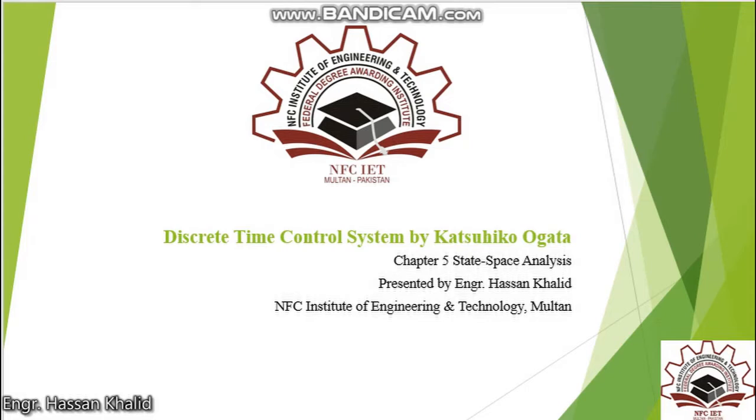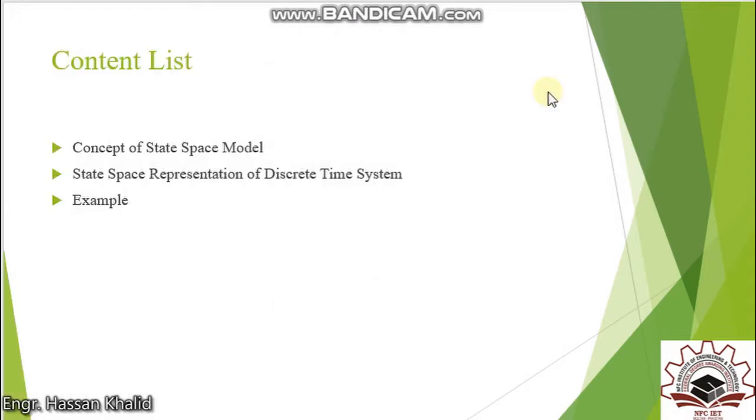Today I am going to discuss Chapter 5, State Space Analysis, from Discrete-Time Control Systems by K. Ogata. The content covered in today's lecture is the concept of the state space model, the state space representation of discrete time systems, along with the different standard canonical forms including the controllable, observable, diagonal and the Jordan canonical form, along with examples.